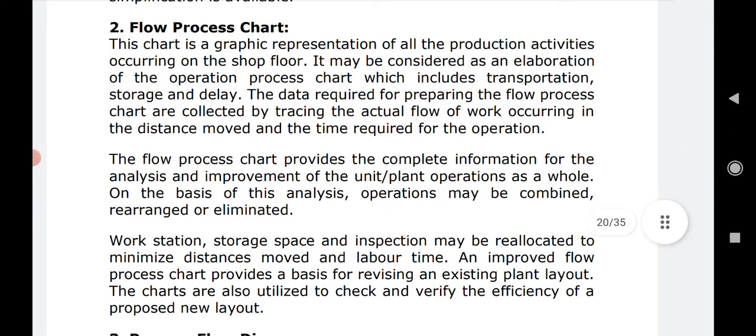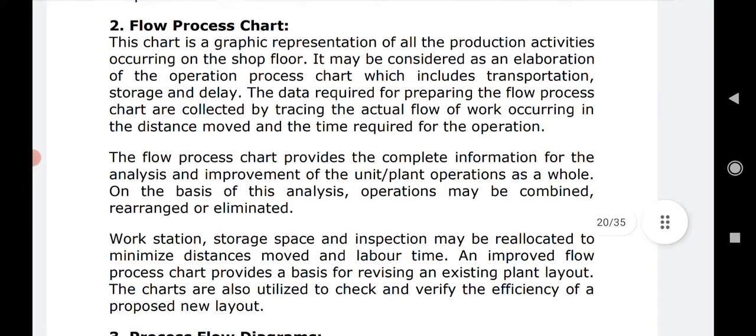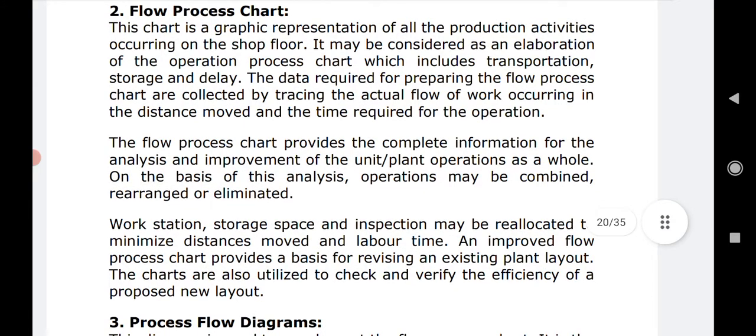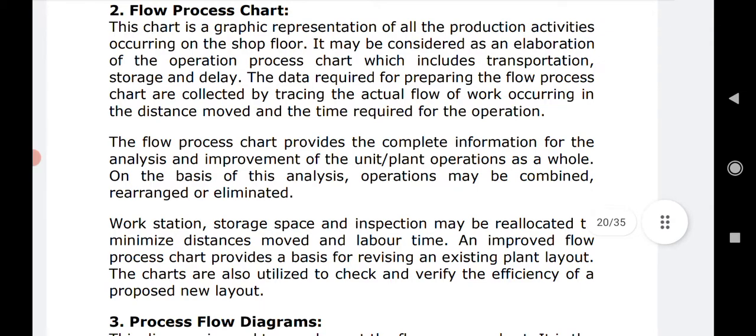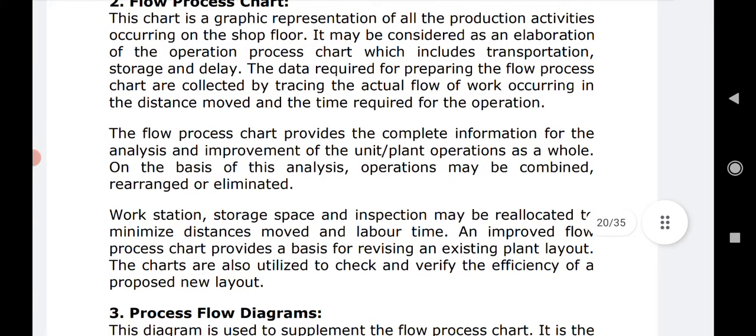Another method is the flow chart or flow process chart method. What happens in this method is that this chart is a graphic representation of all the production activities that may be occurring on the shop floor. It may be considered an elaboration of the operation process chart, which may include the storage, the transportation, and even the delays that may be occurring.